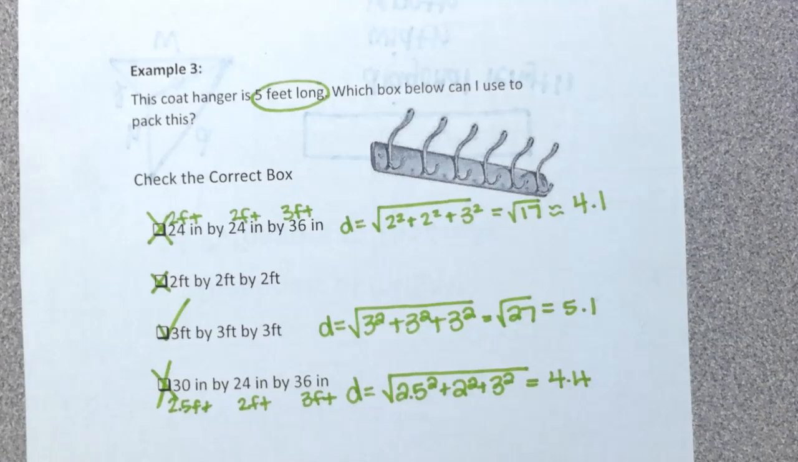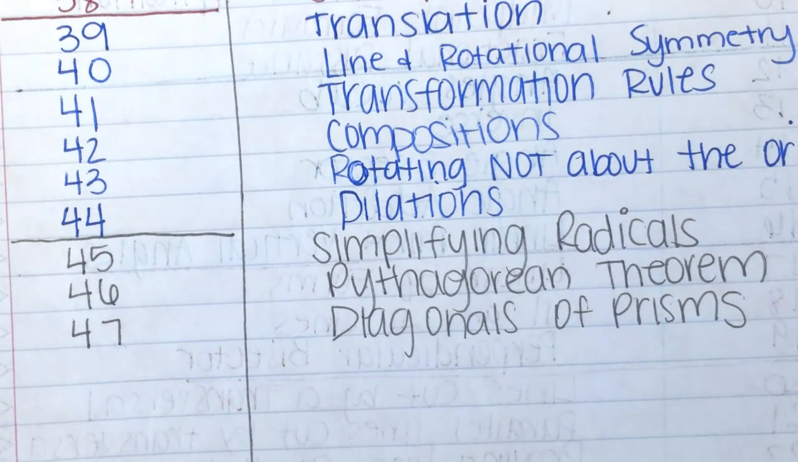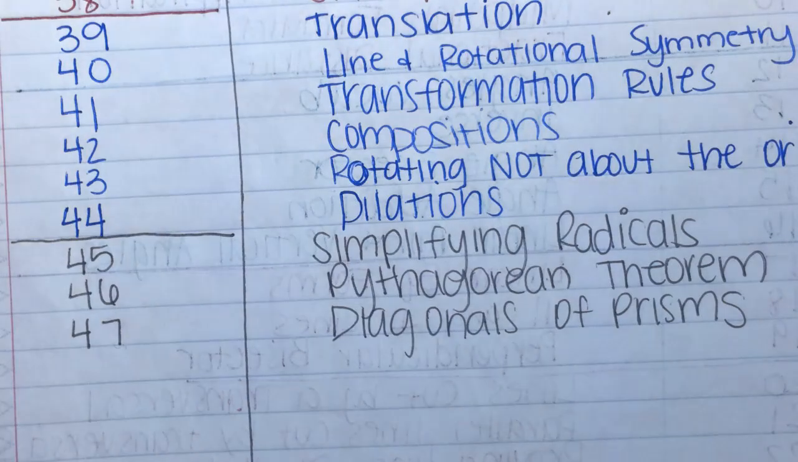I would like you to glue this onto page 47 in your notes. We're going to call it Diagonals of Prisms. You have a Schoology assignment. Again, you must show work. All questions? Yes, all questions. It's 10 or 8, I don't remember.